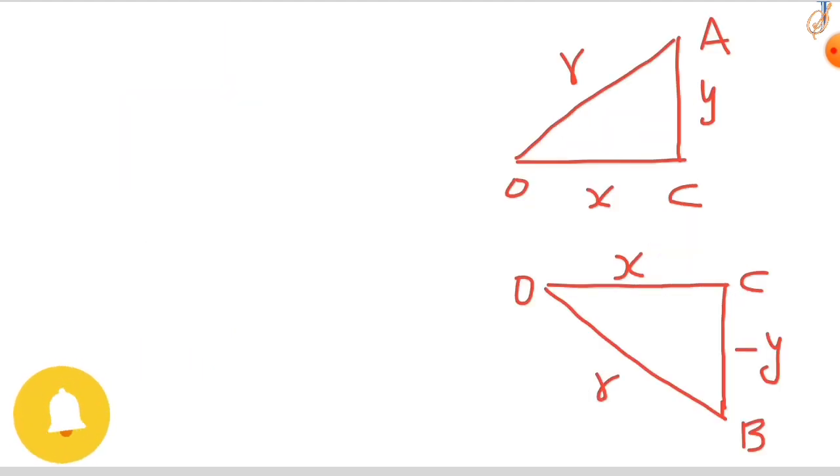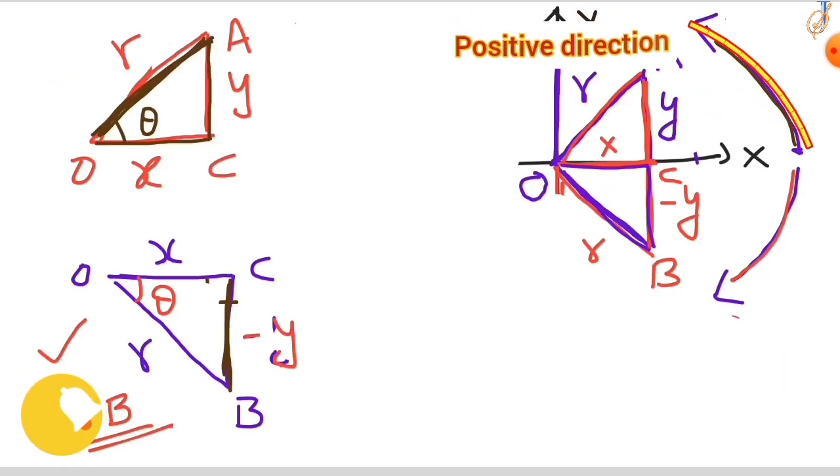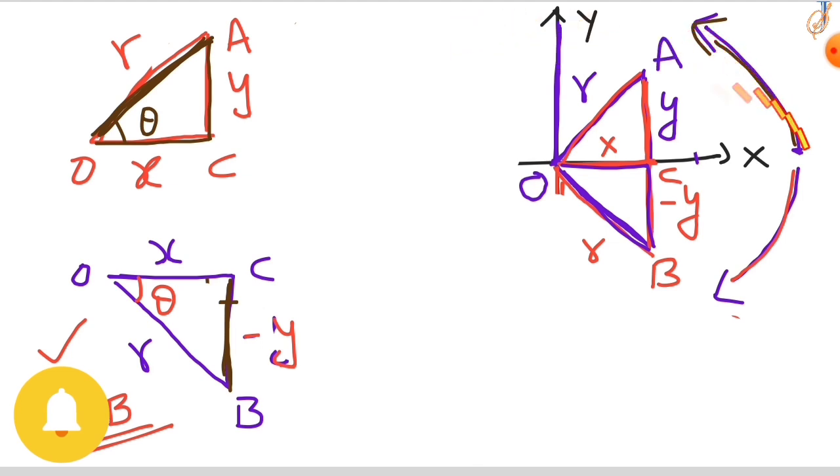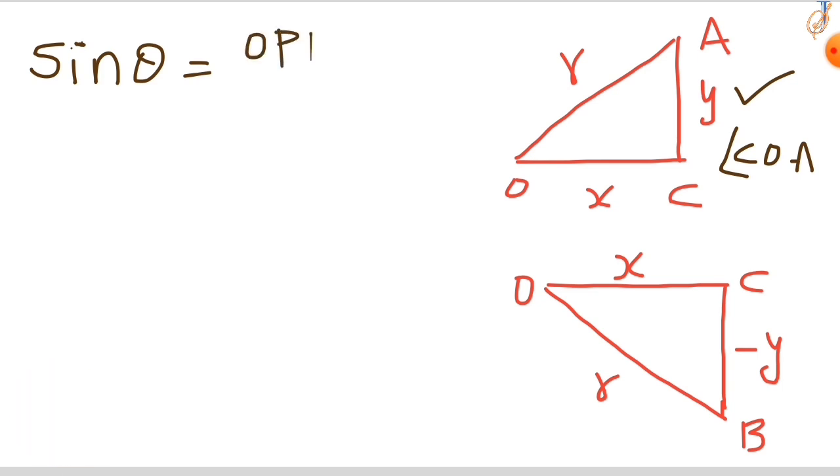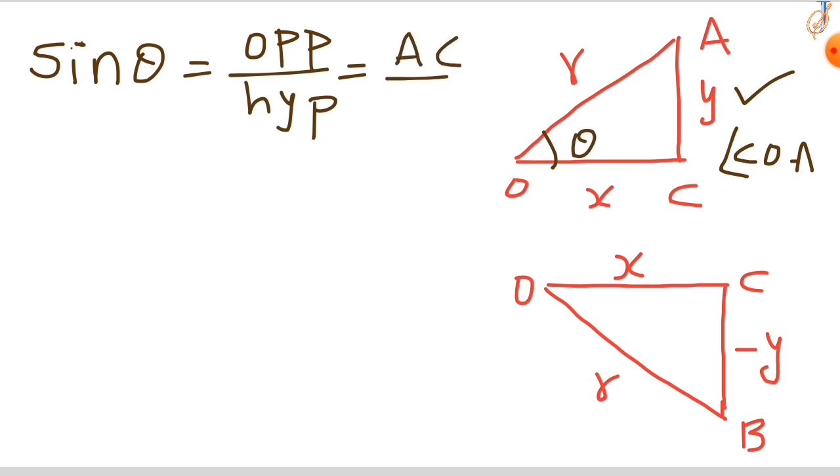Now let's take sine in positive direction. So our positive direction is this, so that time our angle is COA. Let's take angle COA. So just take the trigonometric ratio of sine theta. What is the ratio? Opposite side by hypotenuse. This is the angle theta. So what is the opposite side? AC. AC upon hypotenuse OA. Here AC is nothing but y, and OA is nothing but r. So when you take in positive direction, sine theta value is y over r.